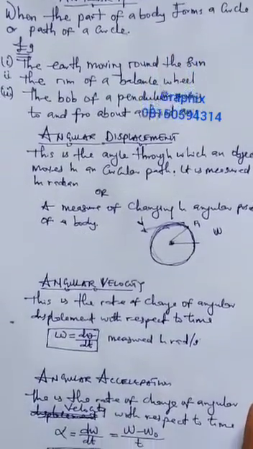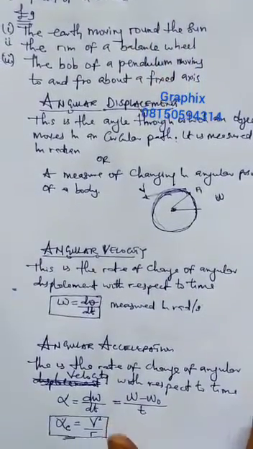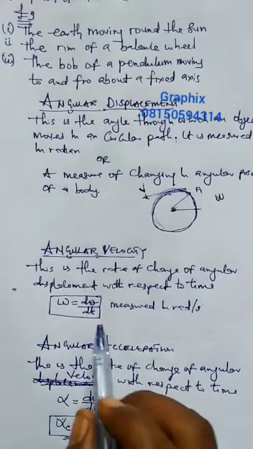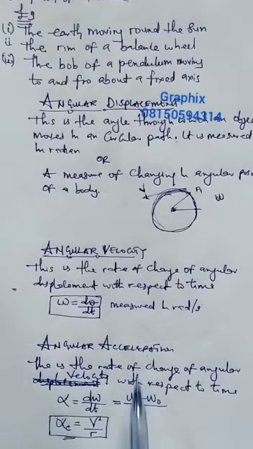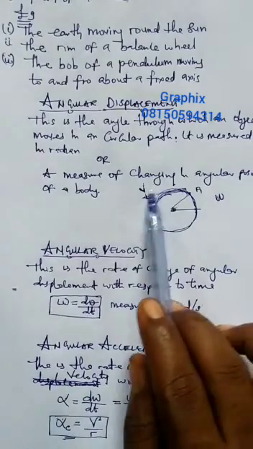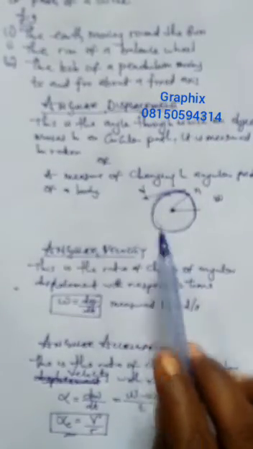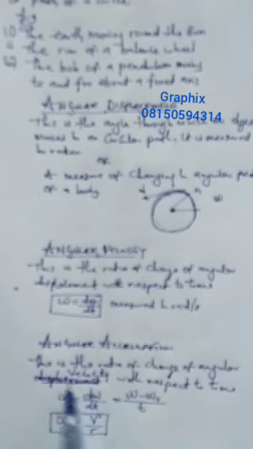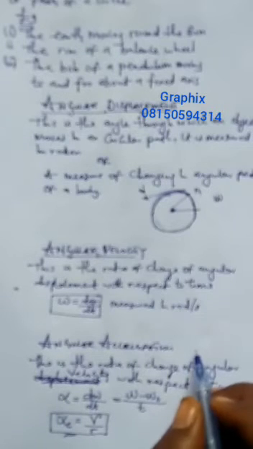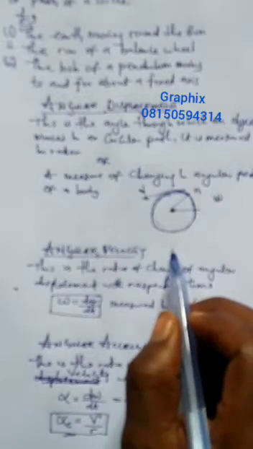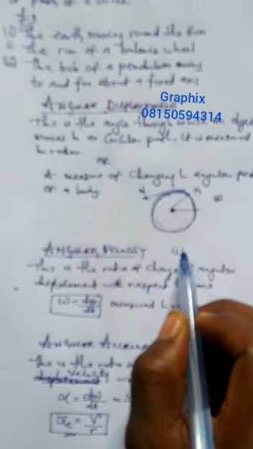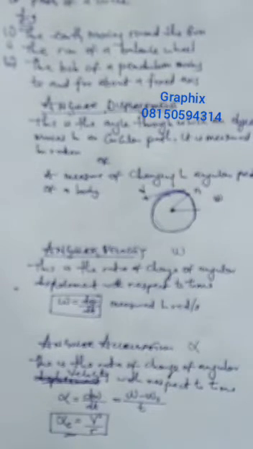Now, the next thing we're talking about will be angular acceleration. Since the velocity changes with time, the acceleration will be the rate of change of angular velocity with respect to time. The symbol for angular acceleration is what? Alpha. The symbol for angular velocity is what? Omega.